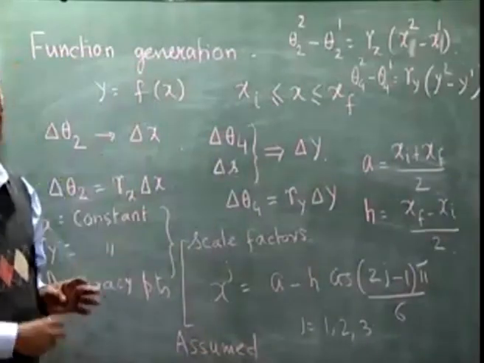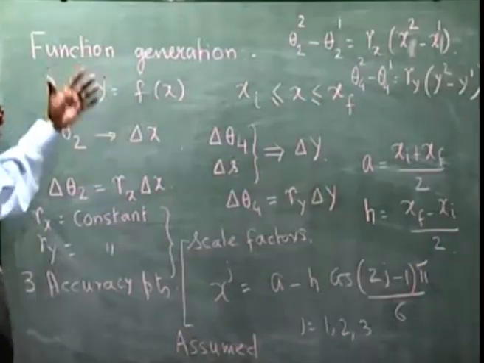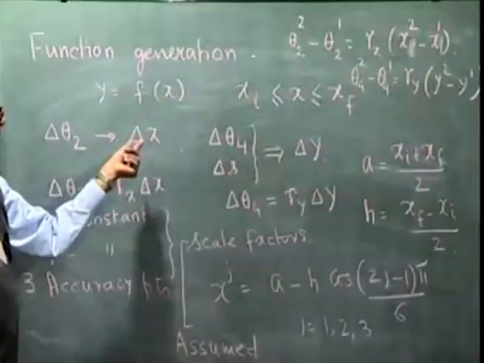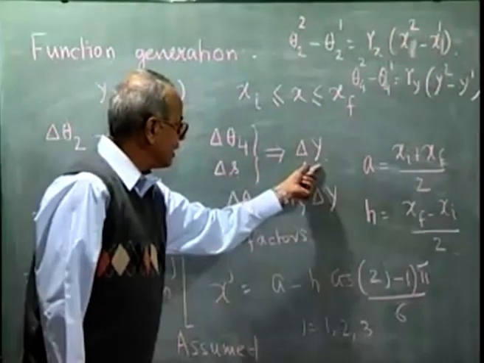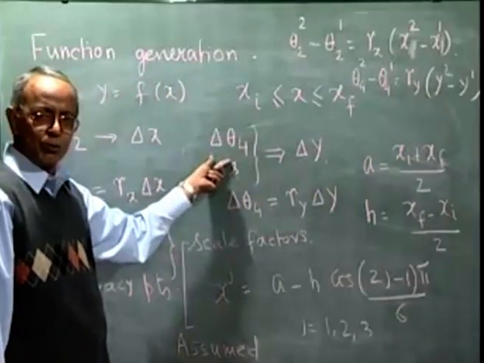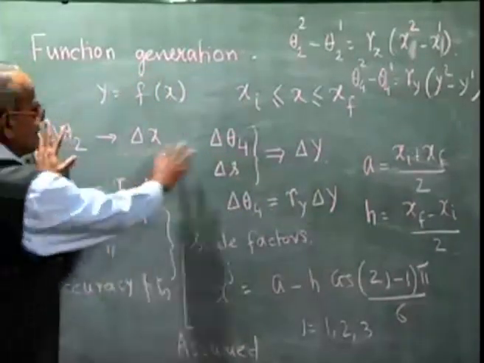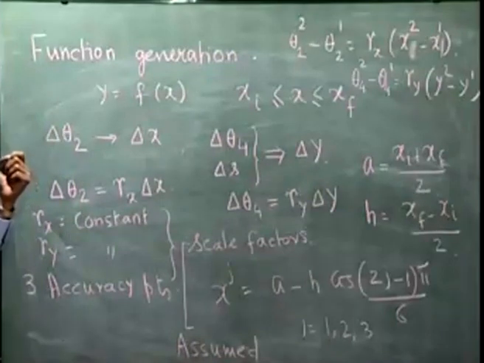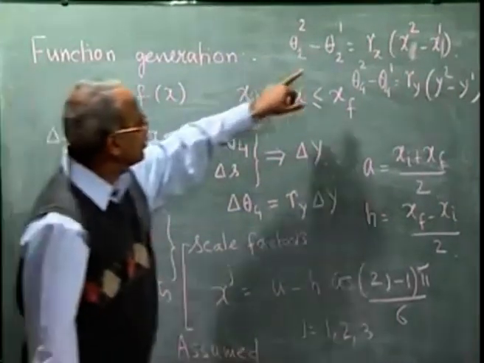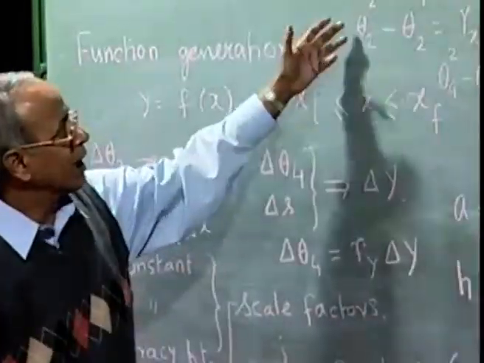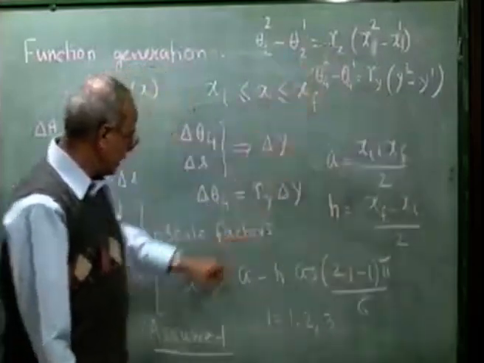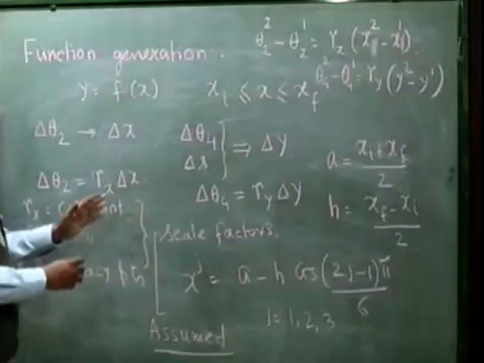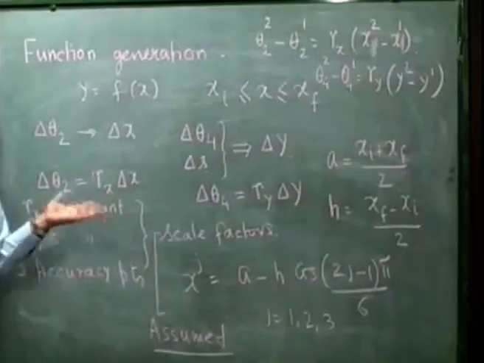So this is what we mean by function generation by a mechanism: the change in the independent variable is represented by the input movement, and the change in the dependent variable is represented by the output movement. Mechanism only takes care of this movement, not their exact values. So there we assume theta 2 1 and theta 4 1, and this movement is controlled by the mechanism. Rx and Ry we assume suitably such that the range of the movement is within the desired range.